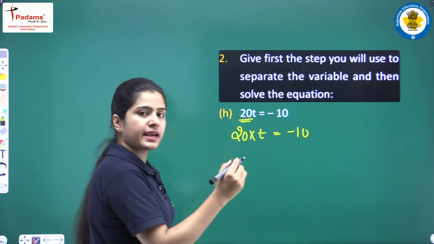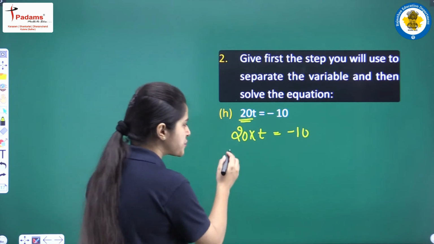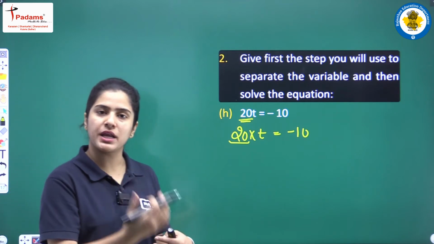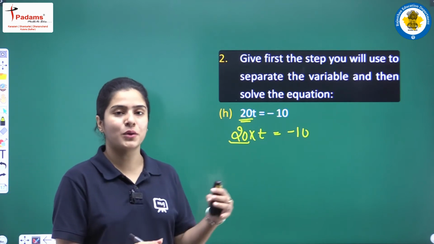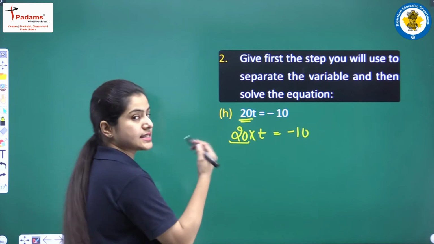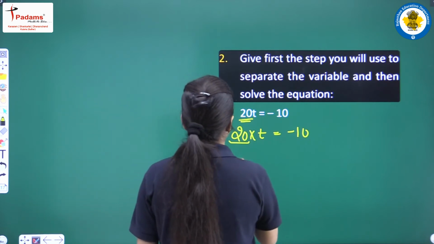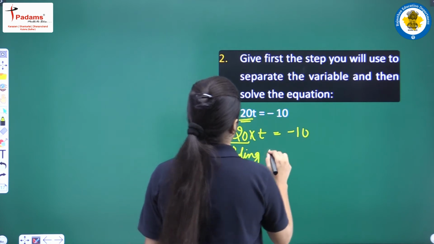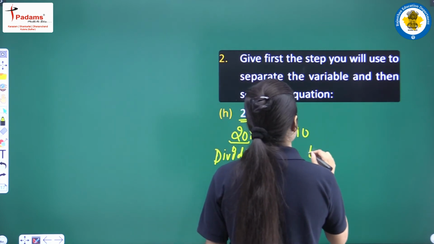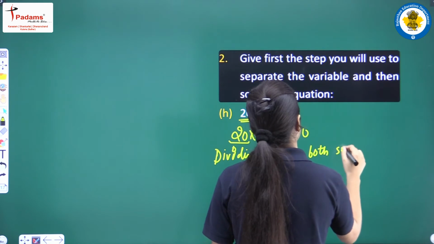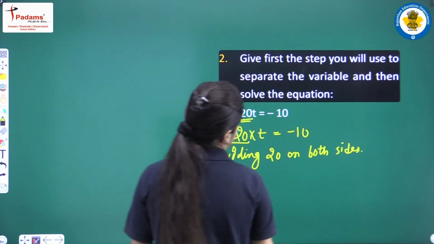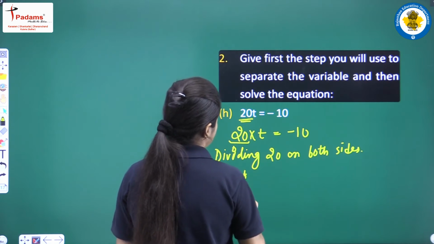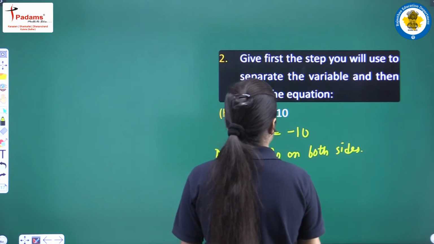This is in multiplication with t. So if I have to eliminate this 20, I have to perform the opposite operation, that is division, on both the sides by the same number 20. So dividing 20 on both sides, 20t upon 20 is equal to minus 10 divided by 20.